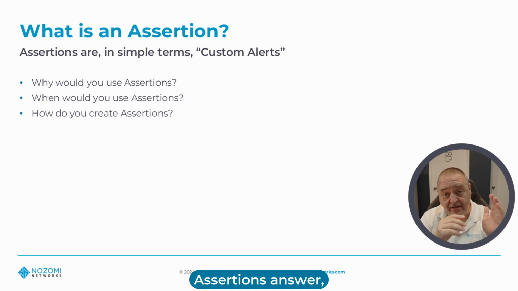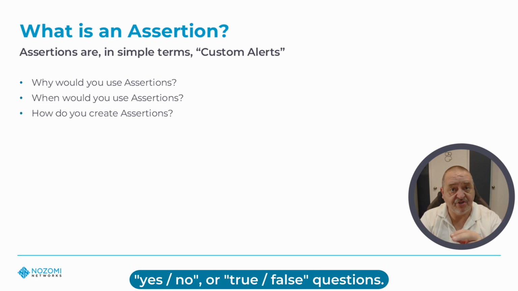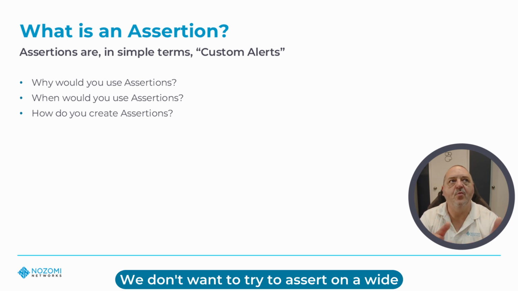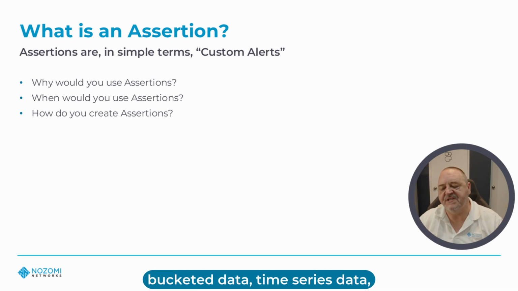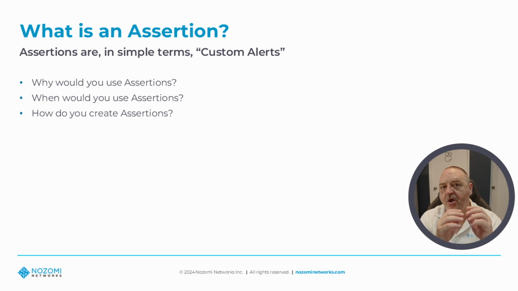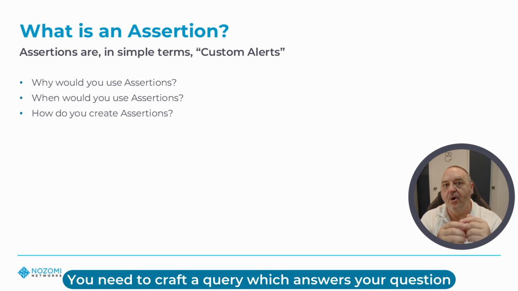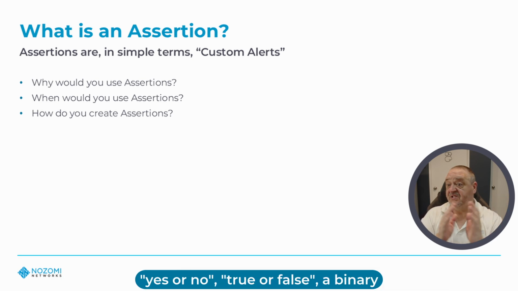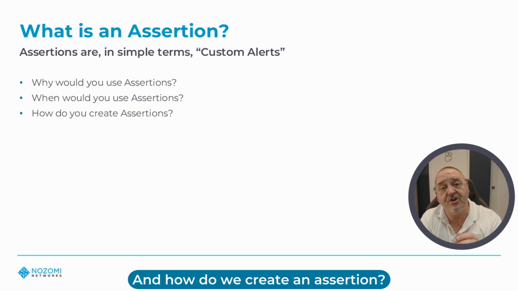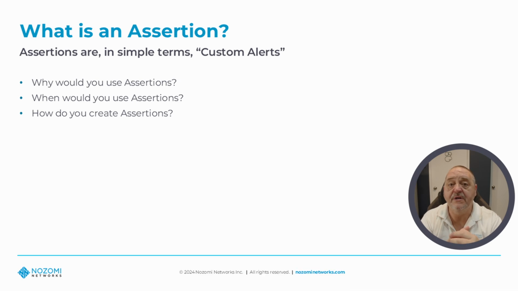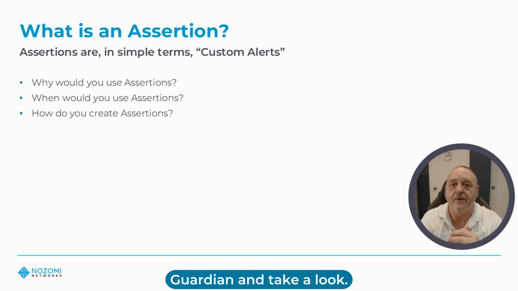Assertions answer yes, no, or true, false questions. That's something to remember. We don't want to try to assert on a wide range of data or bucketed data, time series data, anything like that. You need to craft a query which answers your question yes or no, true or false, a binary answer, something like that. And how do we create an assertion? It all starts with a query. So let's get on a Guardian and take a look.